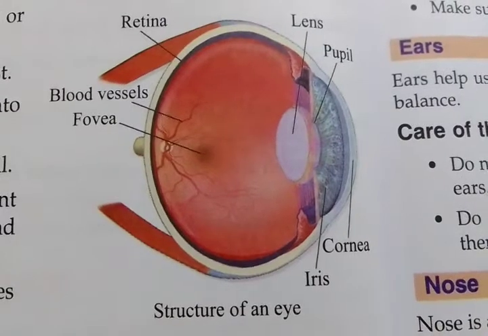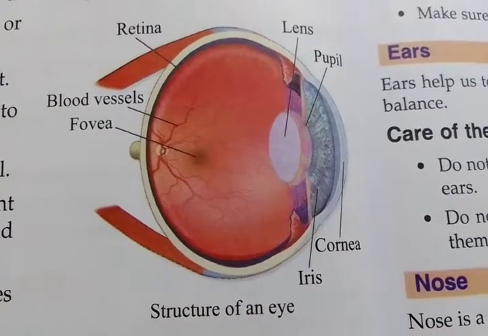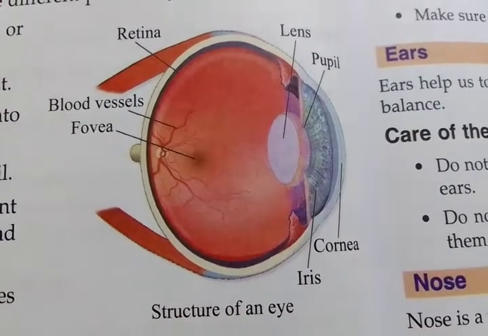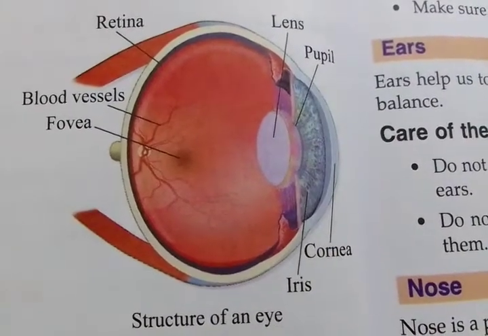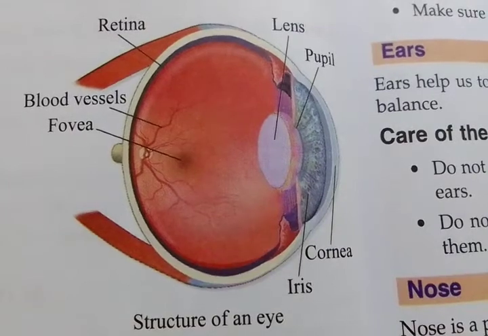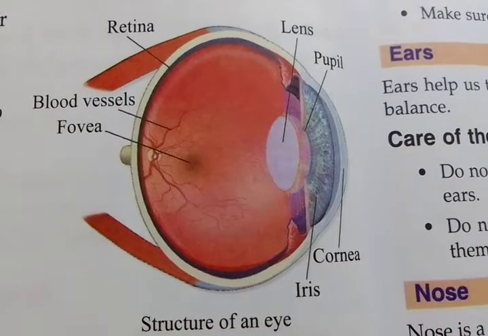Cornea is the circular and transparent front portion of the eye that protects the pupil and iris. Next is the retina, the back of the eye where images are formed. Optic nerve is the nerve that connects the eyes to the brain.